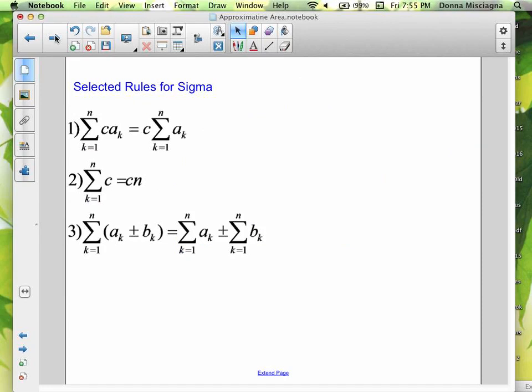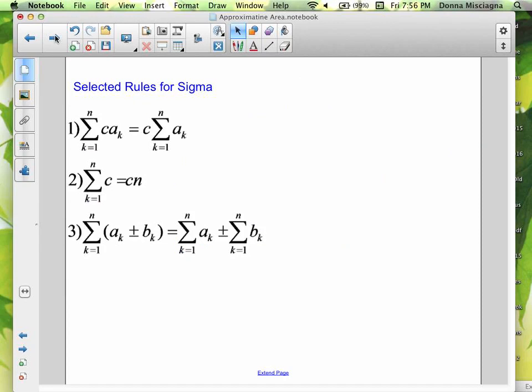Here are some selected rules for sigma, and I'm highlighting, I think there's 6 of them, because they're useful. So the first one, we have sigma, and C is a constant. A subscript K is just some rule that we're plugging our values into. So essentially we're using some rule and we're getting a first value and a second value and a third value and so forth. And K equals 1 is the starting value, and N is whatever number of values there are. Okay? So N is whatever number you want it to be in these formulas because it's good for any number.